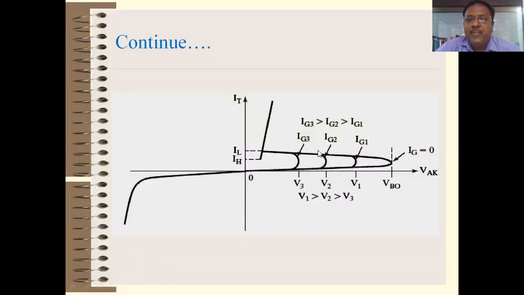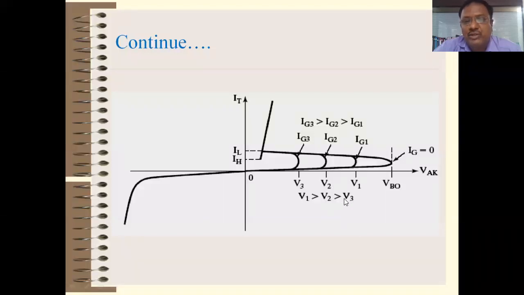If you further increase the gate current Ig, this is Ig2, that is shown here. Ig3 is greater than Ig2, Ig2 is greater than Ig1, and so on. So what happens? The required voltage to turn on the SCR decreases again. That is called V2, shown here, right? If you further increase the gate current, the required turn-on voltage of the SCR is V3, which is again less than V2. So from this figure, you can observe that V1 is greater than V2, V2 is greater than V3, right?